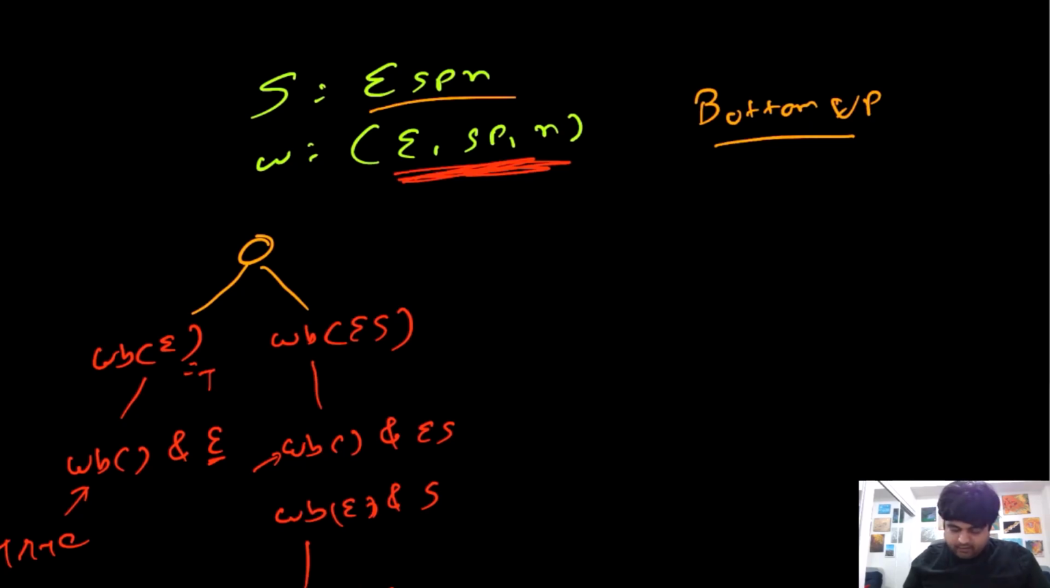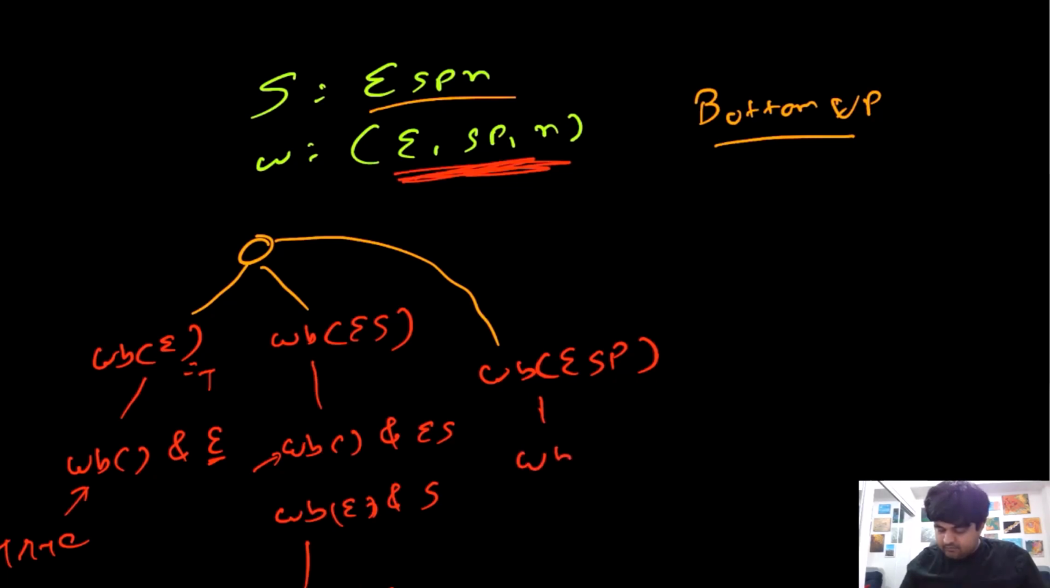The third option over here we can have, and you guessed it correctly, is the word break of three elements, esp. For these three elements we again have three more possibilities: word break of the empty string, and we need to check whether esp, all these three, exist in this scenario.